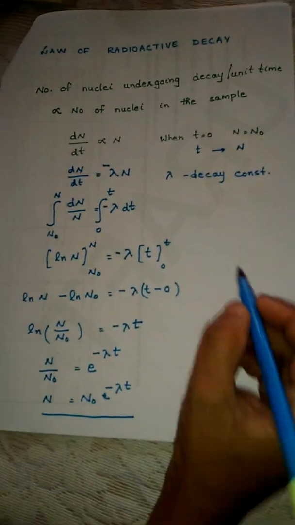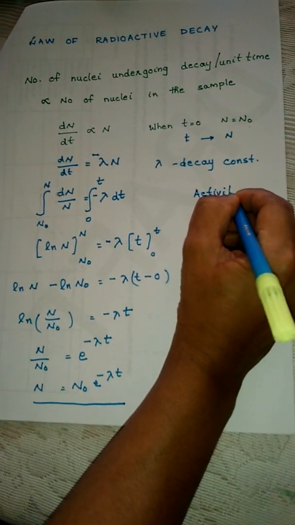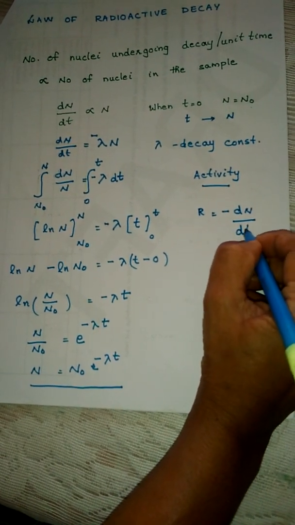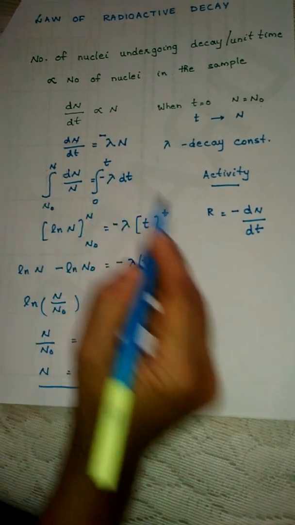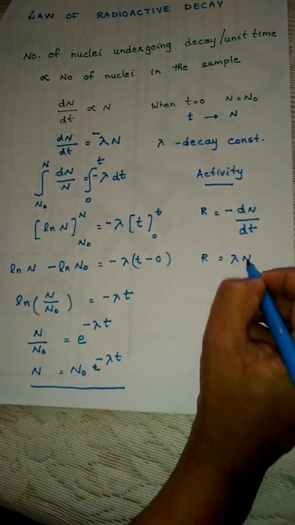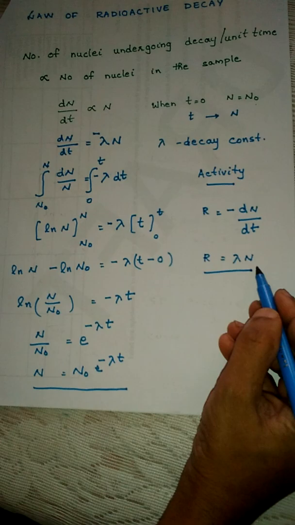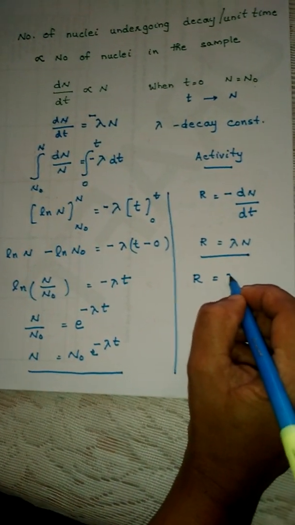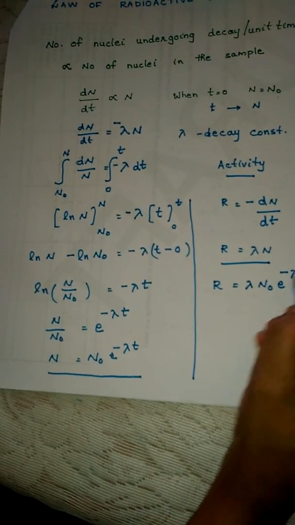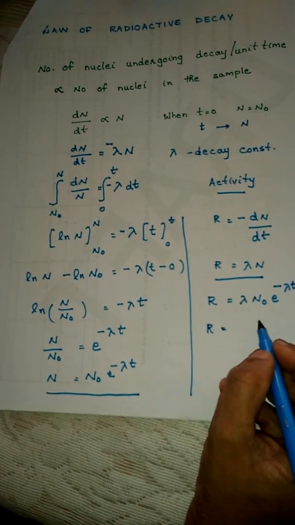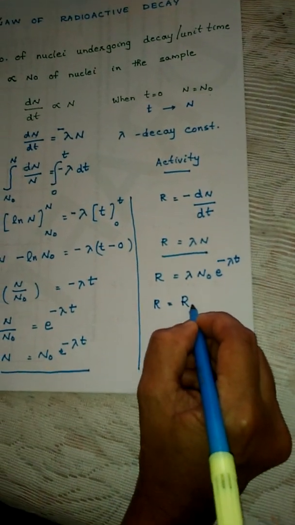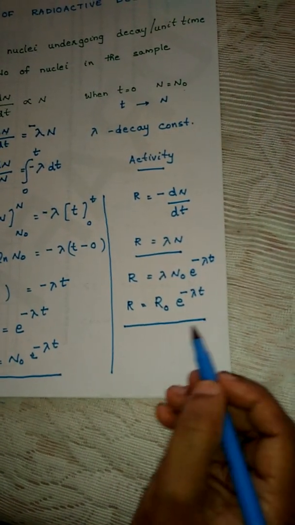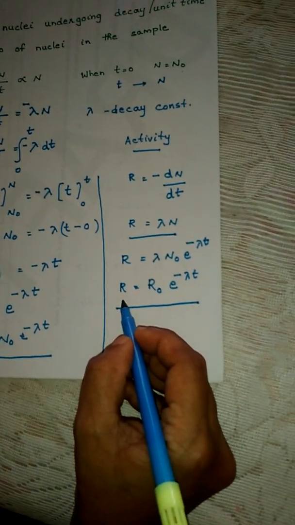The rate of decay is known as activity of a radioactive sample. Activity is the rate of decay, and that is equal to minus dn by dt. And dn by dt is minus lambda n. So minus dn by dt is equal to lambda n. So rate of decay is proportional to n. Or let us substitute for n. R is equal to lambda n0 e raised to minus lambda t, or R is equal to lambda n0, that is a constant, and that is R0 e raised to minus lambda t. So activity also decreases exponentially with the time, where R0 is the initial activity and R is the activity after a time t.